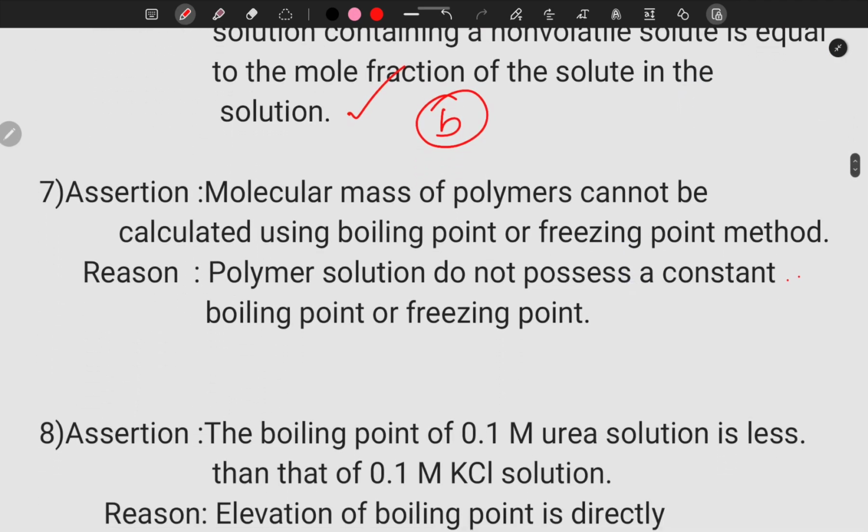Seventh question, assertion: molecular mass of polymers cannot be calculated using boiling point or freezing point method. Yes, it is correct because the best method for calculation of molecular mass of polymer is the osmotic pressure method. Reason: polymers are not stable at high temperature. Then reason: polymer solution does not possess a constant boiling point or freezing point. That is a wrong statement. So reason is not the correct explanation of assertion. So our option is option C. Assertion correct, reason wrong.